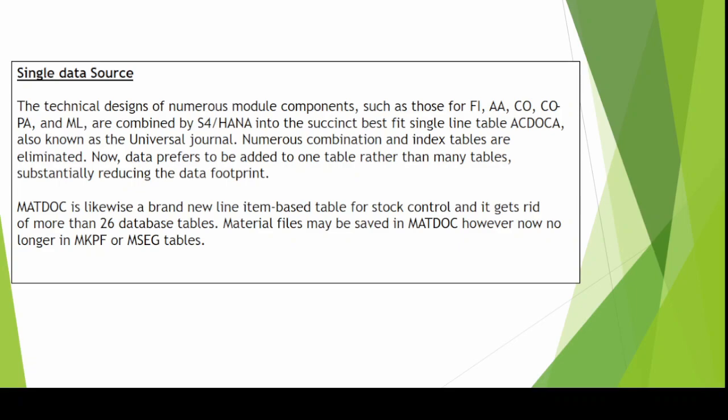Numerous combination index tables are also eliminated. Now data is added to one table rather than many tables, substantially reducing the data footprint. Similarly, in the MM and other modules, SAP introduces MATDOC. It's a brand new line item table for stock control and gets rid of more than 26 tables. It means that SAP eliminates 26 data tables and replaces them with a new line table called MATDOC. Material documents may be saved in MATDOC, however, no longer in MKPF or MSEG tables.